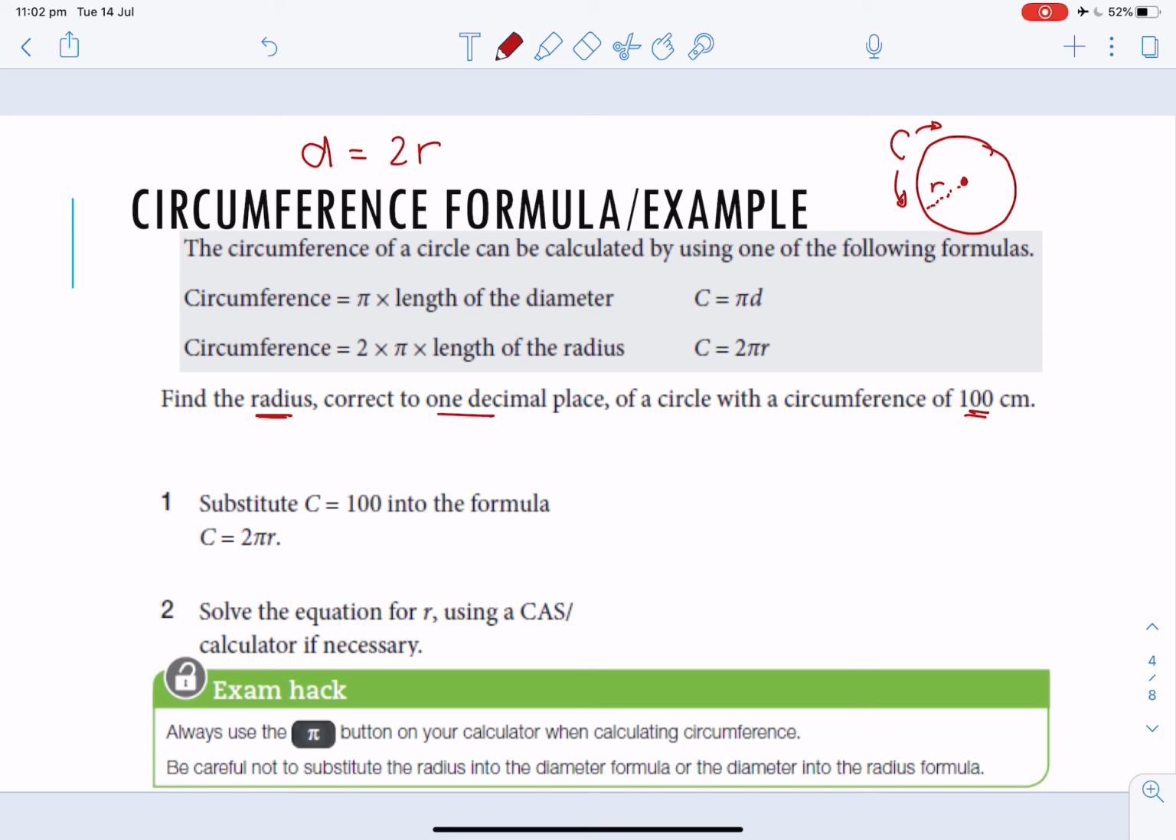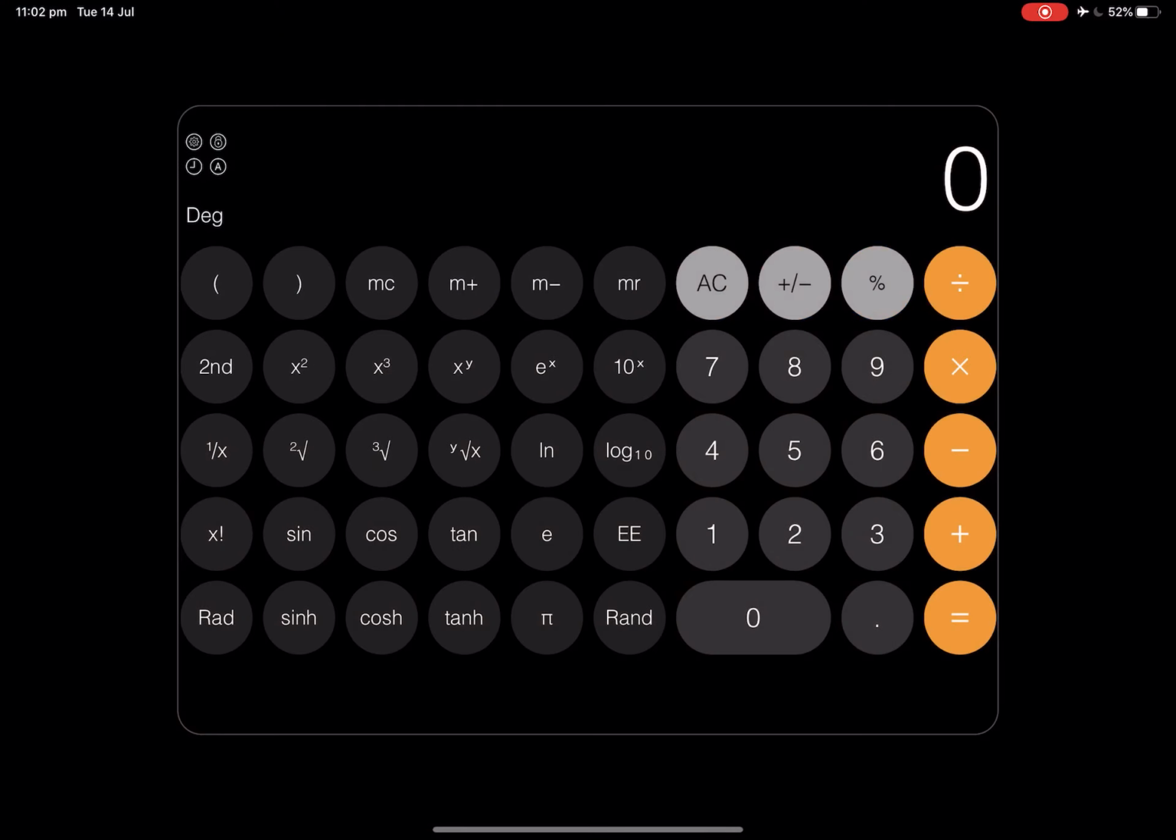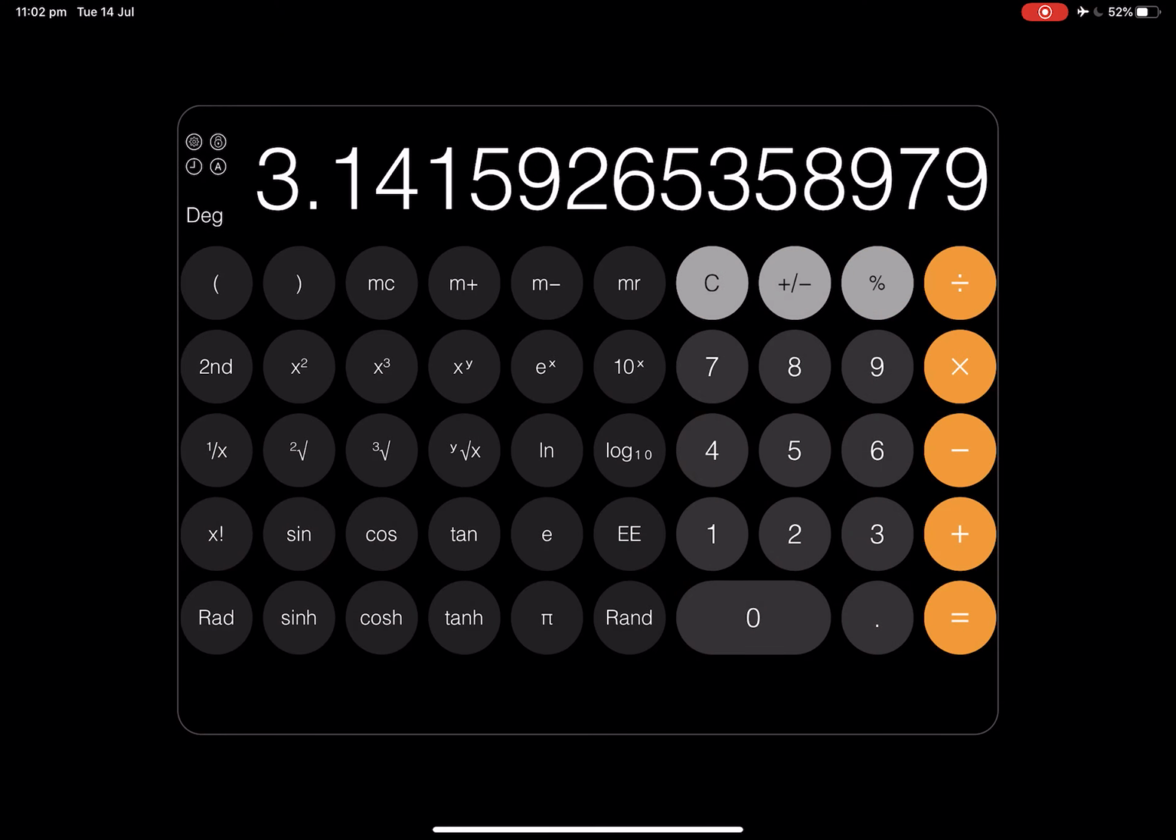Before we go too far, I'm jumping down to our exam hack. Always use the pi button on your calculator when calculating circumference. Be careful not to substitute the radius into the diameter formula, or the diameter into the radius formula. So don't get your D and your R value mixed up, is what it means. Jumping to my calculator, I've got a pi button. It's right on my bottom line and it looks like this guy here.